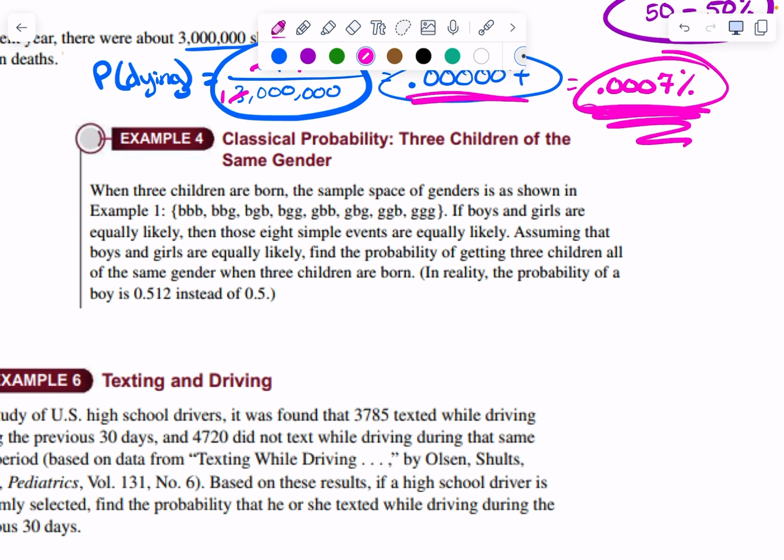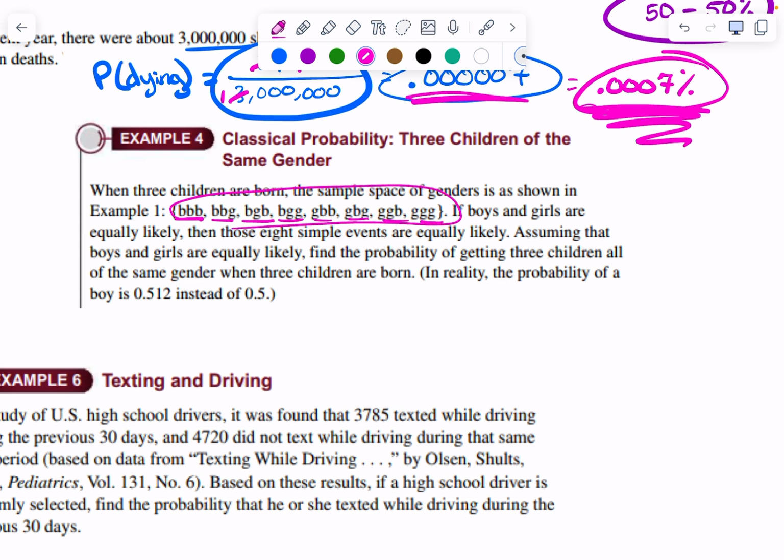All right. Example 4. When 3 children are born, the sample space of genders is shown in example 1. Boy, boy, girl, boy, girl, etc. There are how many? 8. Do you remember why there's 8? 2 times 2 times 2. If boys and girls are equally likely, then those 8 simple events are equally likely to happen.